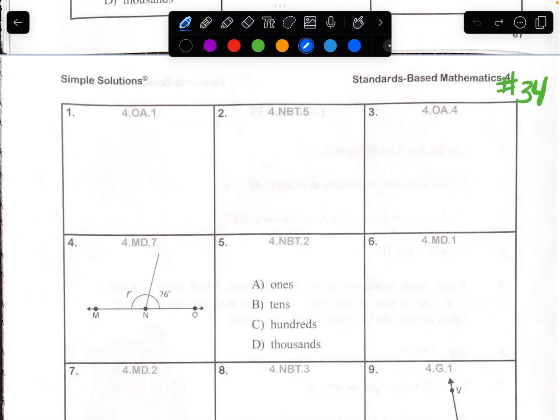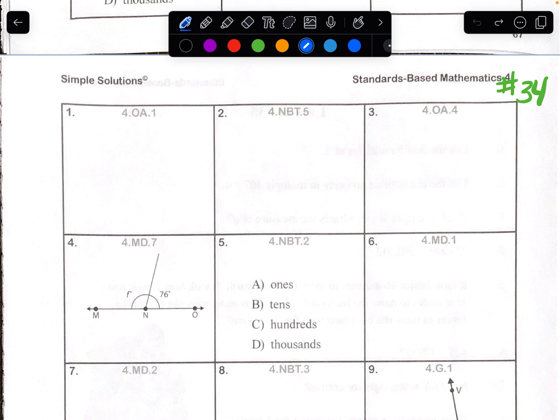All right, these are the answers to Simple Solution number 34. I just want to remind you that before you watch this video, you should have numbers 1 through 15 finished to the best that you can. Make sure that if you get an answer wrong, you fix it. Pause the video and fix it before moving on to the next question.